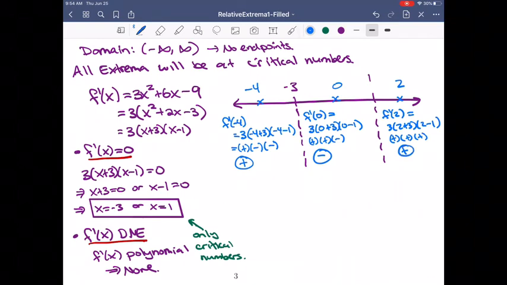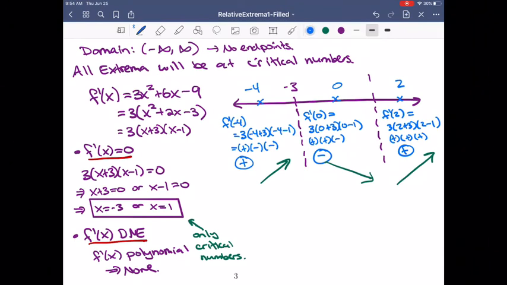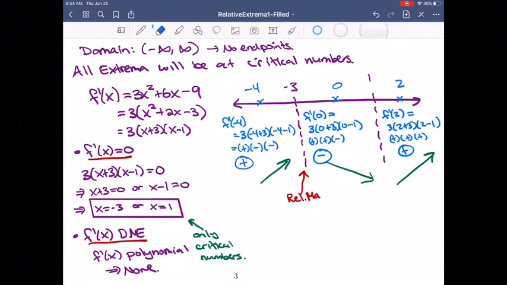So then I know that I am increasing because the derivative is positive on the interval from negative infinity to negative 3. From negative 3 to 1, I'm going to be decreasing because my derivative is negative. And then I'm going to be increasing after that. So, using the first derivative test, I can say that at negative 3, I'm going to have a relative maximum, and at 1, I'm going to have a relative minimum.